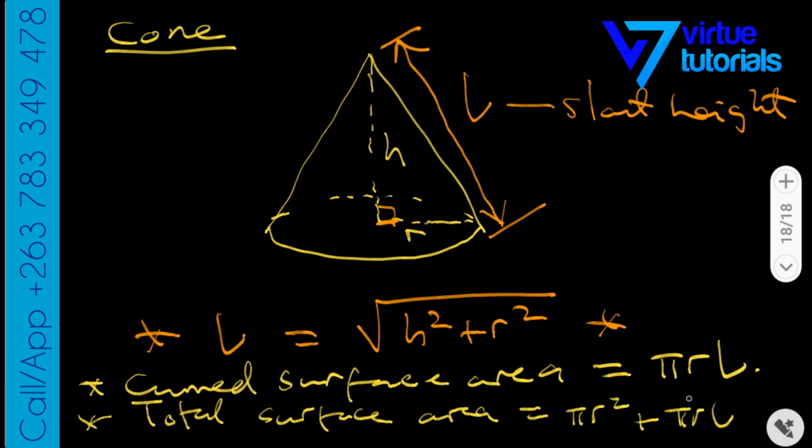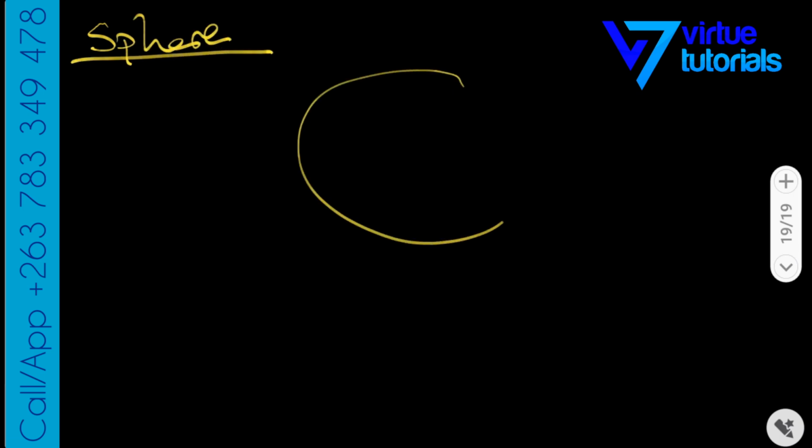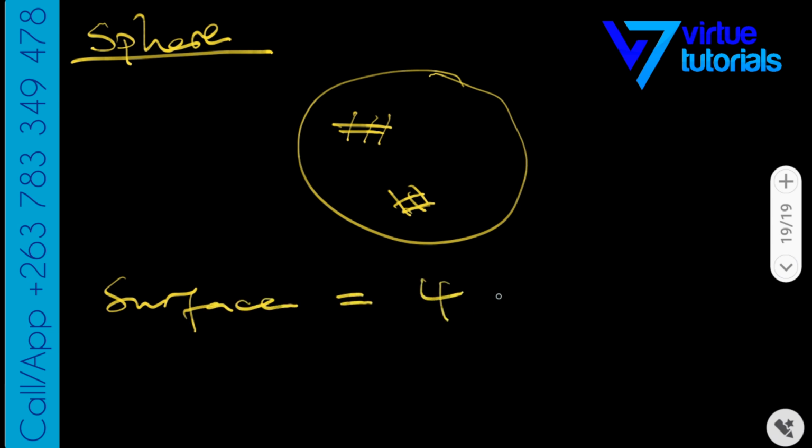So that's where we stop. No, before we stop, let me show you one more thing. Before we stop, let me show you a sphere. Now, remember a sphere is a ball, right? And what we know about the ball is the radius. Surface area of a sphere is given by this formula, 4 times pi times radius squared. So you will see in the questions how you can apply these.